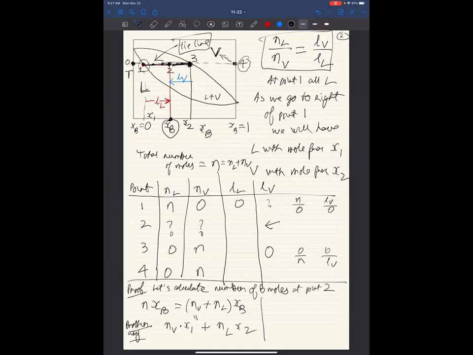So we can equate both of these. What will we get? We will get NV multiplied by XB plus NL multiplied by XB is equal to NV multiplied by X1 plus NL multiplied by X2. Therefore, NV multiplied by (XB minus X1) is equal to NL multiplied by (X2 minus XB). What is XB minus X1? That is LL, right? That is the length of that thing. Therefore, NV multiplied by LL is equal to NL multiplied by LV. And we have proven our Lever rule.